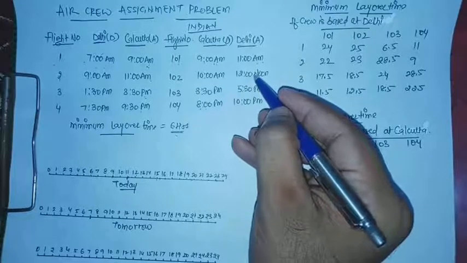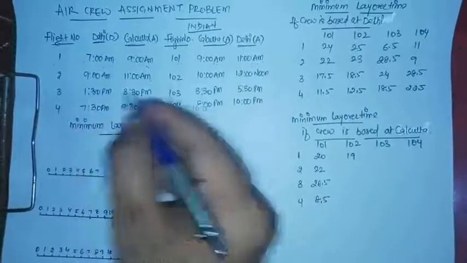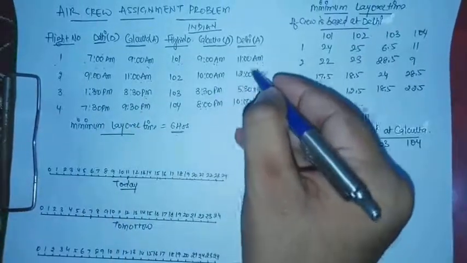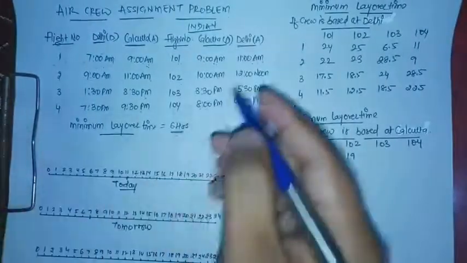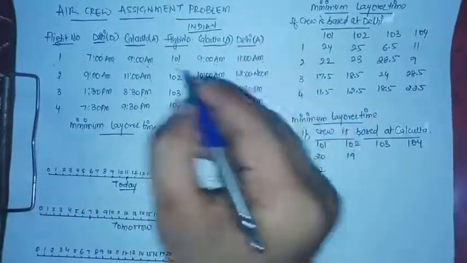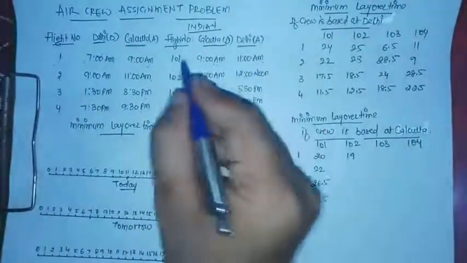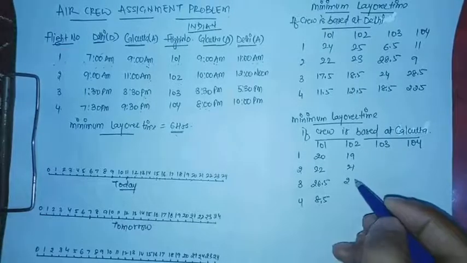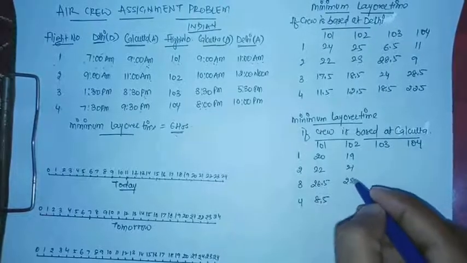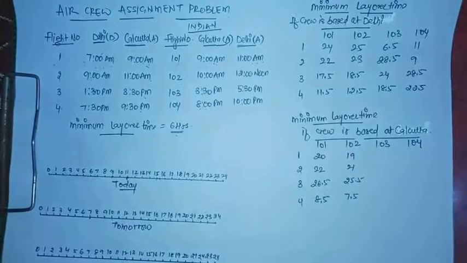The timings of the flights here are the same, so we have just reduced 1 hour. If we are moving to 102, we are going to reduce 1 hour, and if we are coming in flight number 102, we will have 1 hour less as compared to 101. So that's why 19, 21, 25.5, 8.75, that's done. Okay, now let's check 5:30.